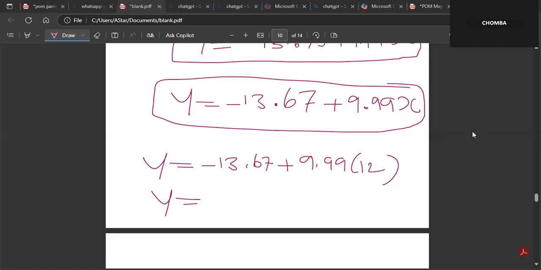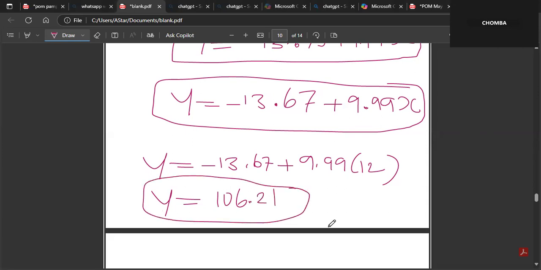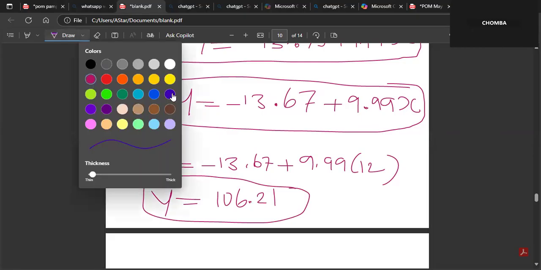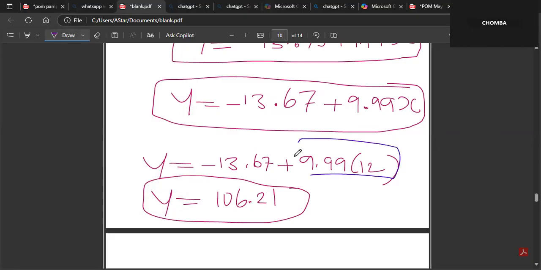Negative 13.67 plus 9.99 by 12. It's 106 point what? 106.21. Confirm, check where you're making a mistake. Counter-check using both maths: multiply this side first. Okay, I've seen where my mistake was.